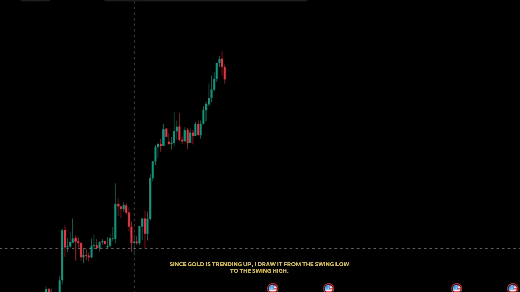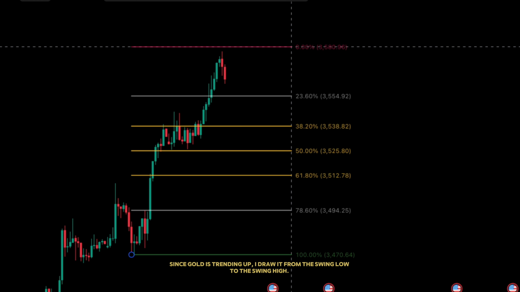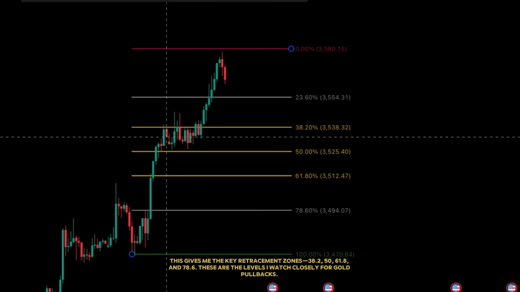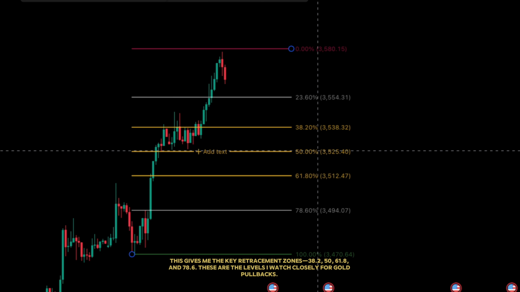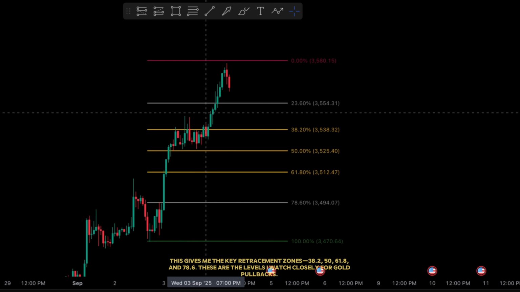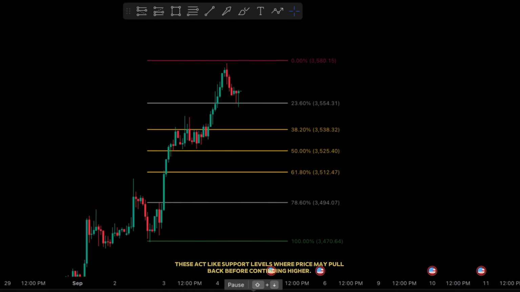Since gold is trending up, I draw it from the swing low to the swing high. This gives me the key retracement zones: 38.2, 50, 61.8, and 78.6. These are the levels I watch closely for gold pullbacks. These act like support levels where price may pull back before continuing higher.